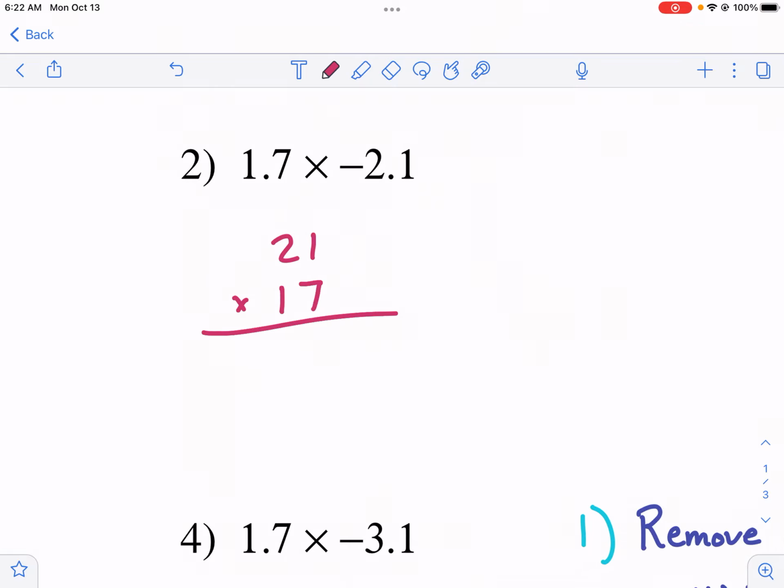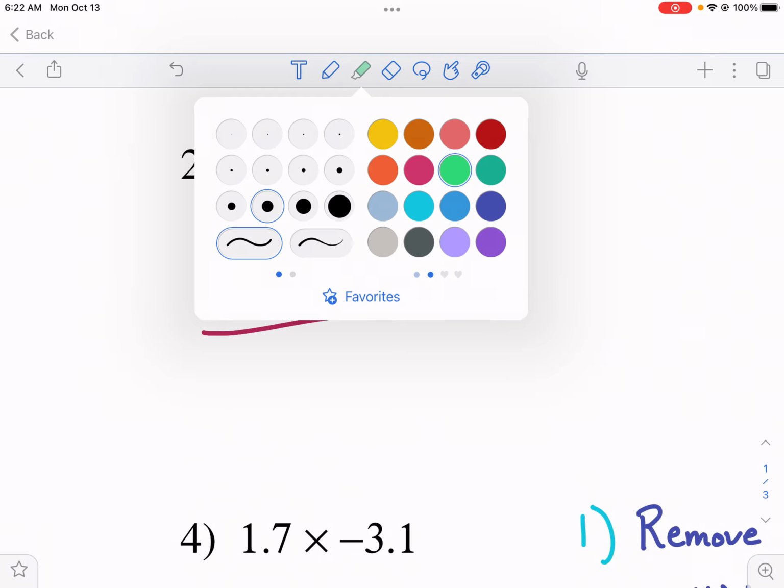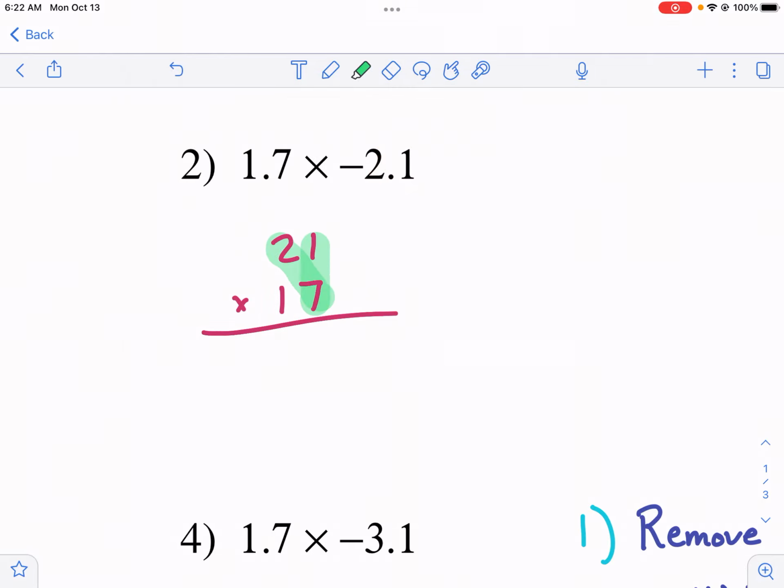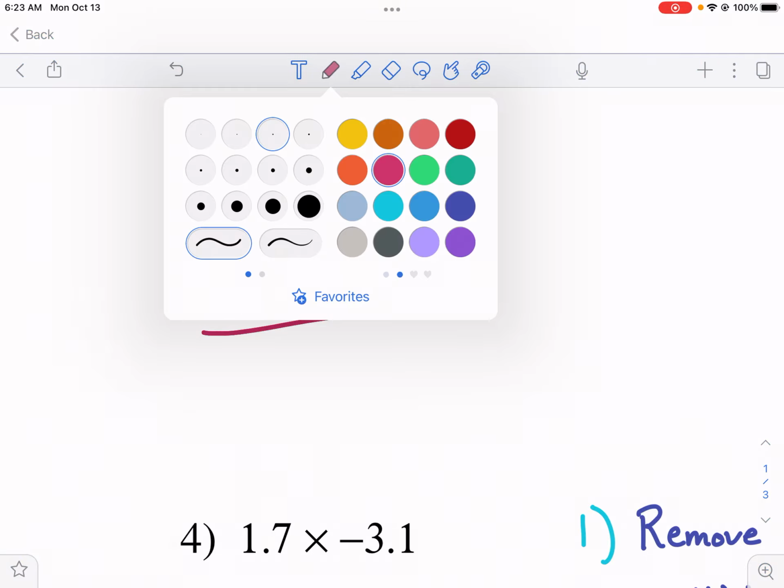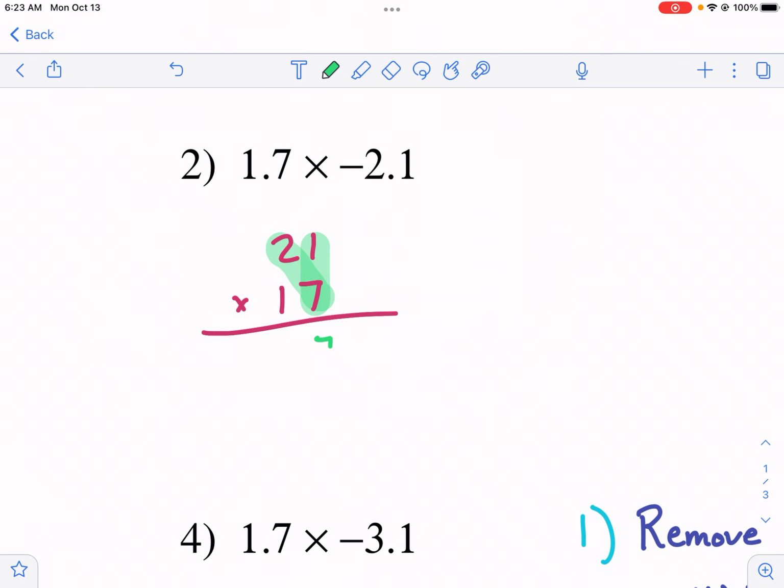I'm going to multiply these 2 together. So first, let me make this a little bit smaller. Multiply the 7 times 1 and then the 7 times the 2. So that gives me, let me change the color, 7 and then 14. I can put the 14 directly because there's no other places after that. After that, let me change the color again. I'm going to do the 1 times the 1 and the 1 times the 2.